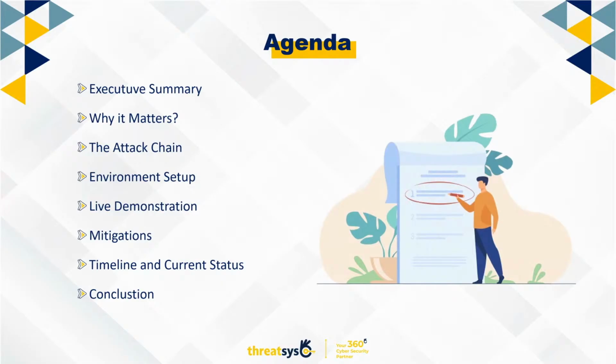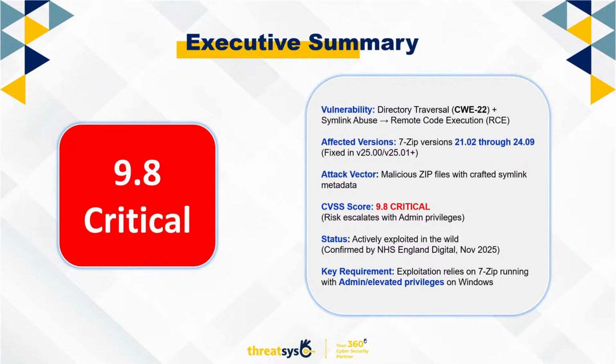So let's move on to the executive summary. This is a critical vulnerability with a CVSS score of 9.8, which is categorized as severe, critical, and is classified as directory traversal, that is CWE-22, plus a symlink abuse vulnerability that ultimately leads to remote code execution, or RCE. The affected versions are from 21.02 through 24.09, and it is fixed in version 25 and later versions.